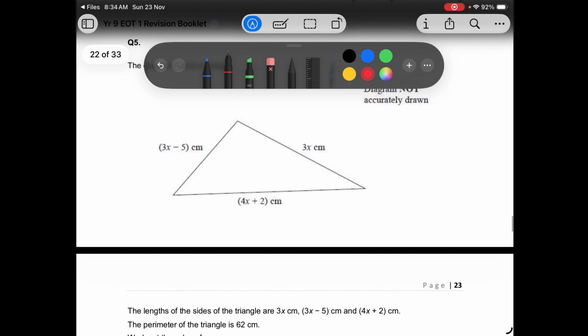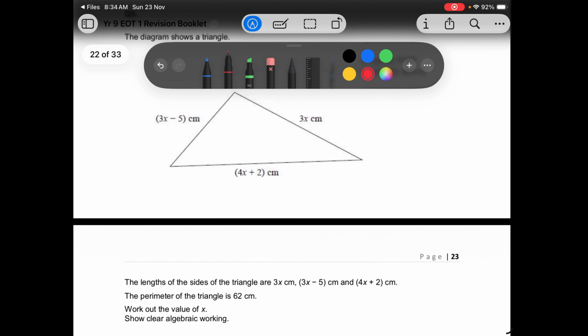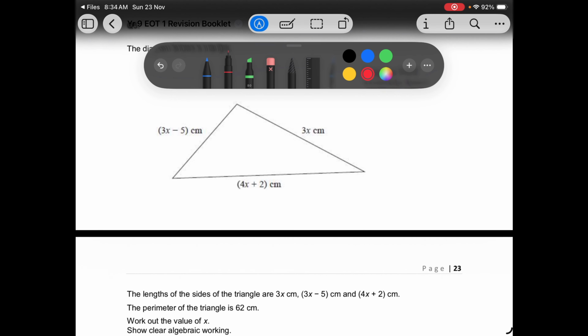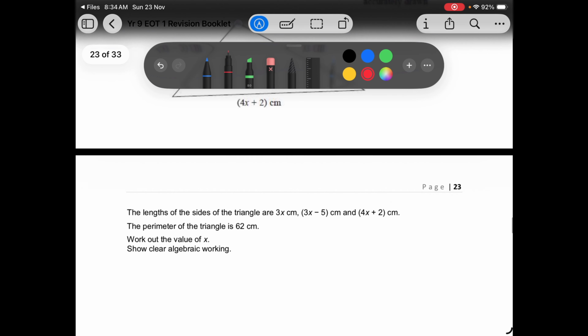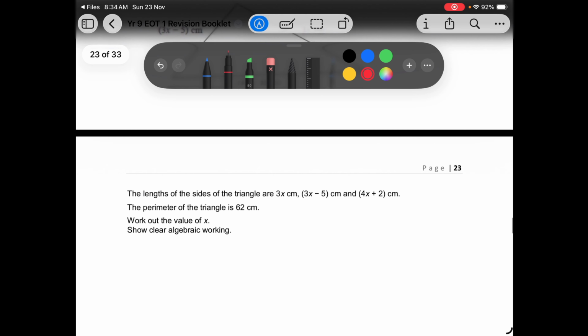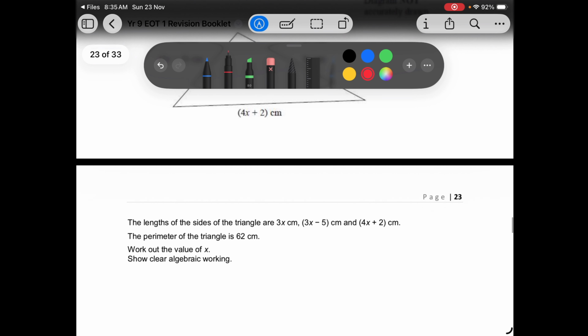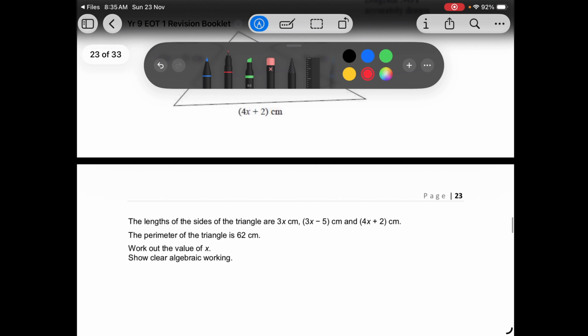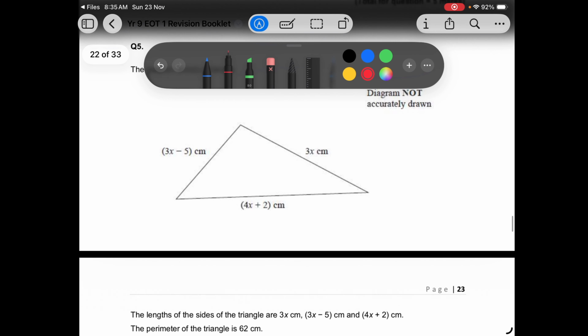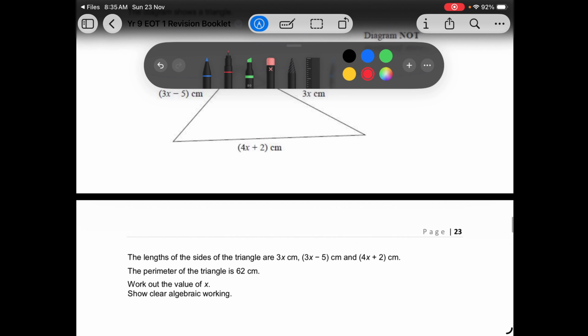So you can see here a very nice, neat triangle, and the side lengths are mentioned: 3x centimeters, 3x minus 5 centimeters, and 4x plus 2 centimeters. The lengths of the sides are already mentioned on the diagram itself, so it's the same story. Now we don't have a new thing to deal with.